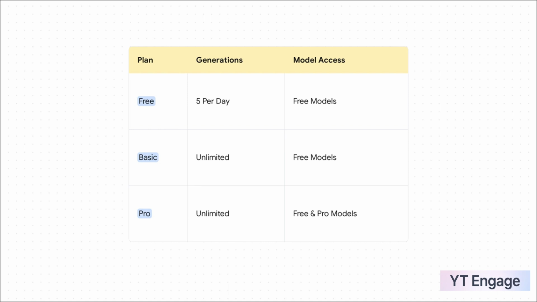The free plan, of course, gives you those 5 daily generations. The basic plan unlocks unlimited comments using the standard AI models. But if you go pro, you get unlimited generations, plus you get access to the really powerful top-tier models out there, like GPT-4o and Claude 3.5. So it's a really clear path, depending on how much you use it.